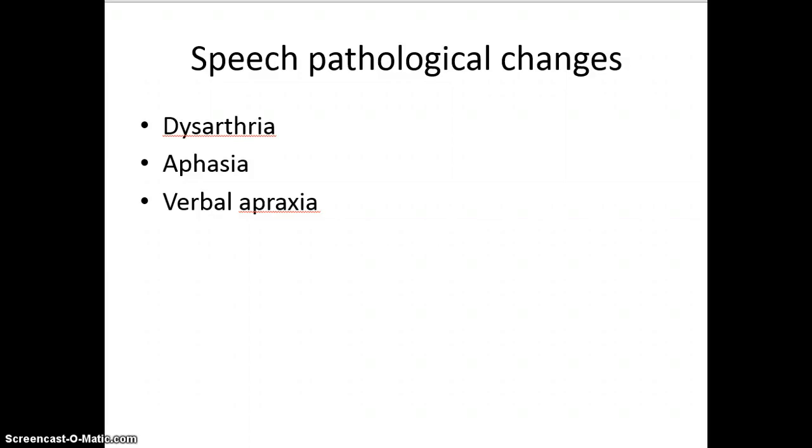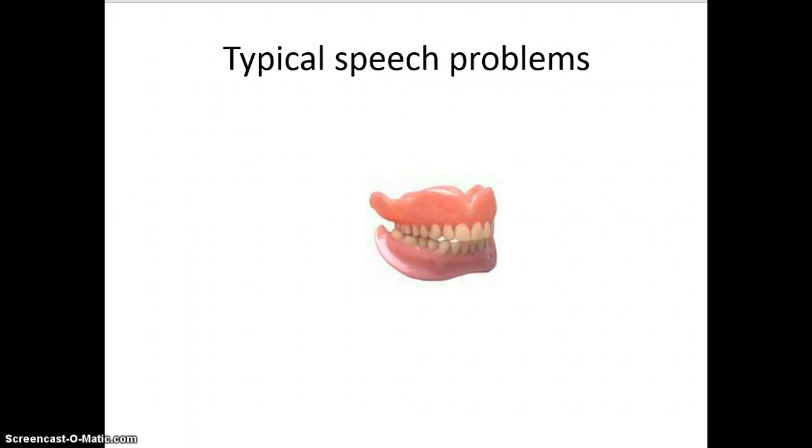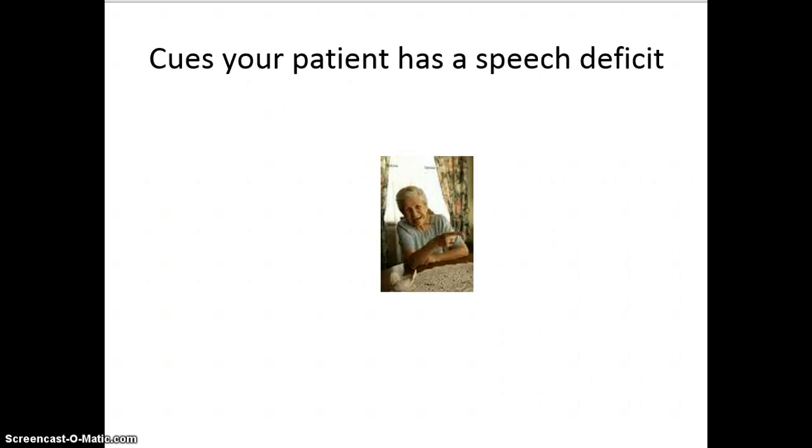And with aphasia, A is without, so without the ability to express or understand the meaning of words due to damage in the language areas of the brain. Oftentimes aphasia is due to a stroke in the left hemisphere. So lots of changes that can happen, causing problems with communication. Some of your typical speech problems are related to the dentures and the ability of the dentures to fit tightly and not cause them problems with their speech.